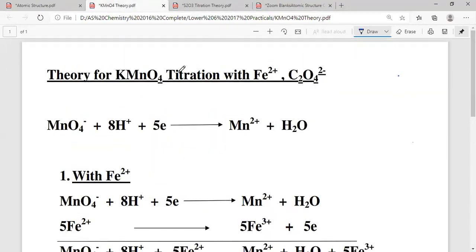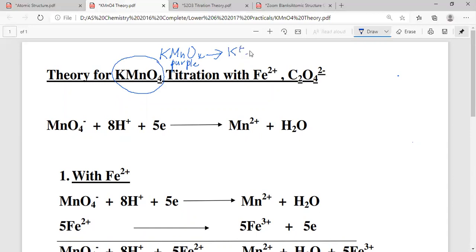KMnO4, of course, you know the KMnO4, potassium manganate(VII), or potassium permanganate. 1 mole of KMnO4 is purple in color. If you ionize it, remember this is an ionic substance, it gives you K+ and your manganate ion. This whole thing is 1 minus, oxygen is -2, so the manganese is obviously +7. This is the purple color.